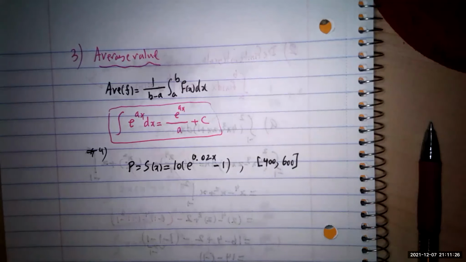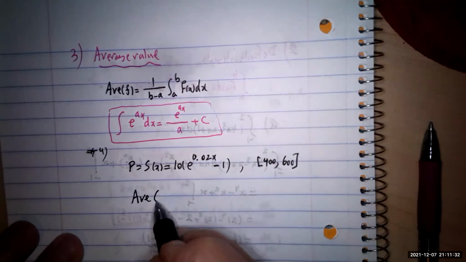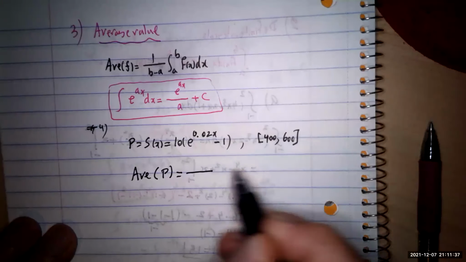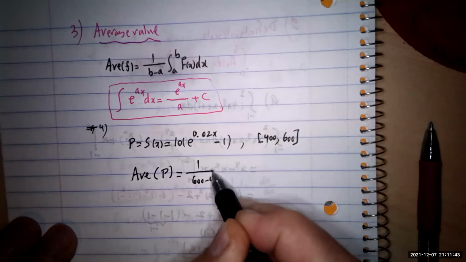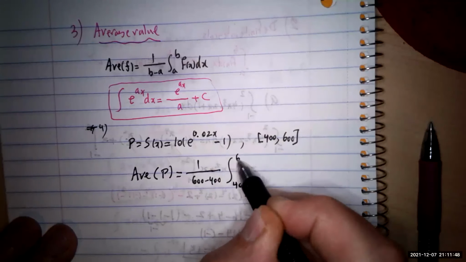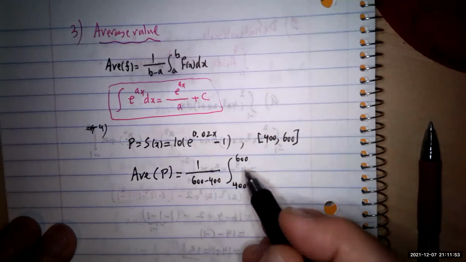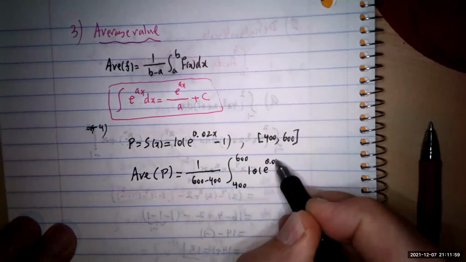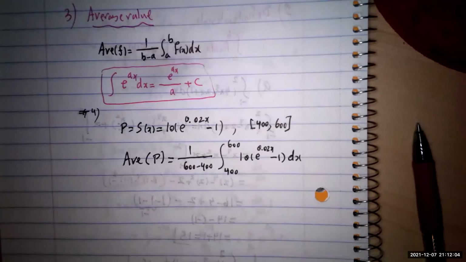In this type of problem, you would like to find the average price. So the average price formula is going to be what? 1 over b minus a, which is 600 minus 400, and you're integrating from 400 to 600. So what's going to be your function? Your function is going to be 10 times e to the 0.02x minus 1 dx.